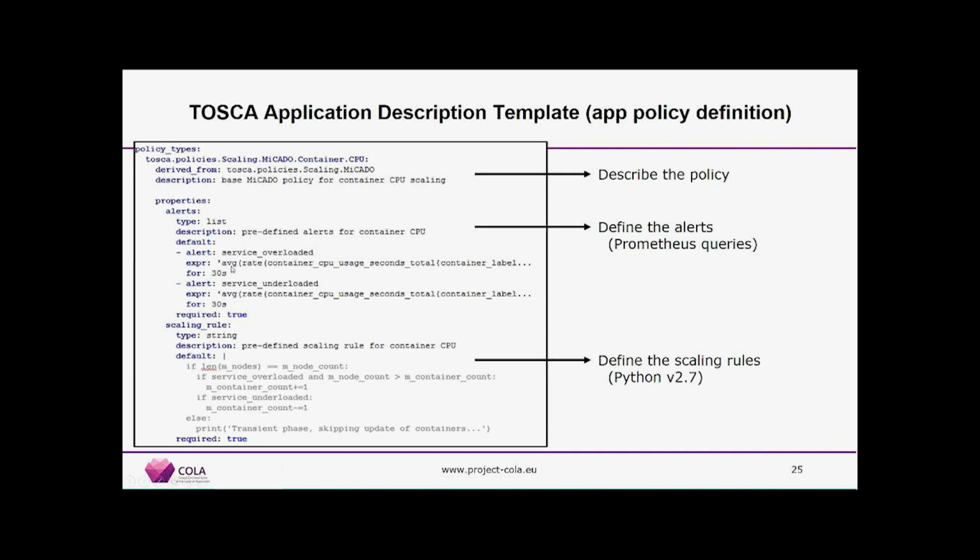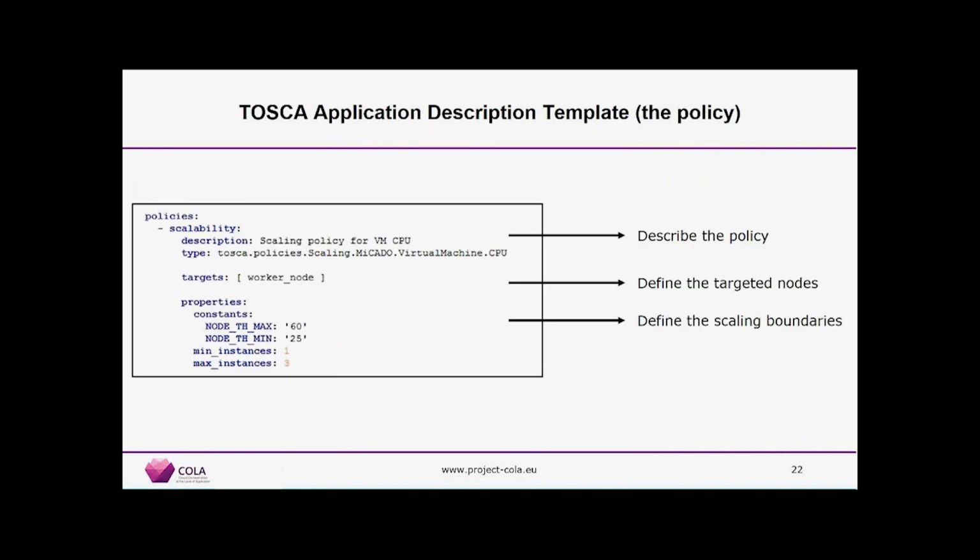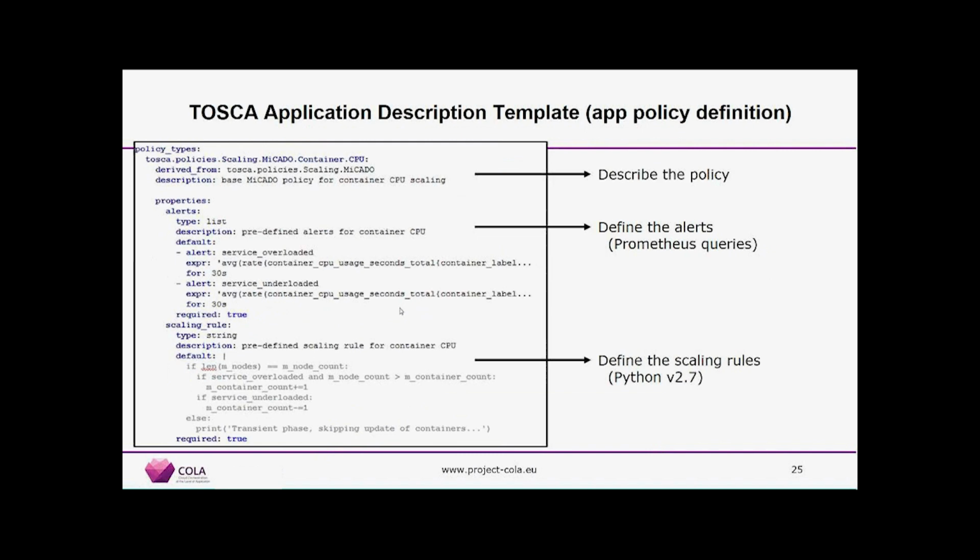What the expression is doing is finding the average CPU usage of, in this case, the container CPU, and it's saying, okay, if this is over the node CPU threshold, the node threshold max of 60 that we defined earlier in a more generic fashion, then raise this alert, raise the service overloaded alert. And it says if that goes on for more than 30 seconds, then it's time to raise the alert.